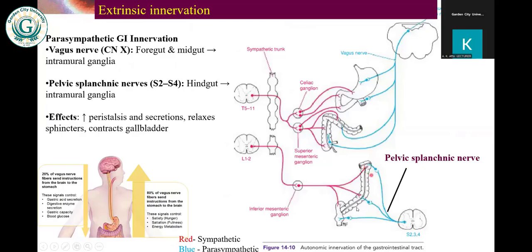For the hindgut, the parasympathetic innervation is from the pelvic splanchnic nerve, which comes from the S2 to S4 segment of the spinal cord. The vagus nerve is the 10th cranial nerve. So parasympathetic innervation will increase peristalsis, increase secretion, relax the sphincters, and contract the gallbladder so that the gallbladder can release bile.